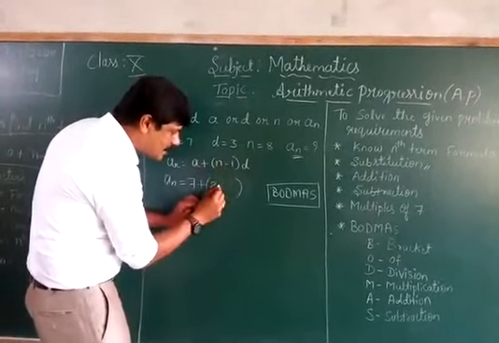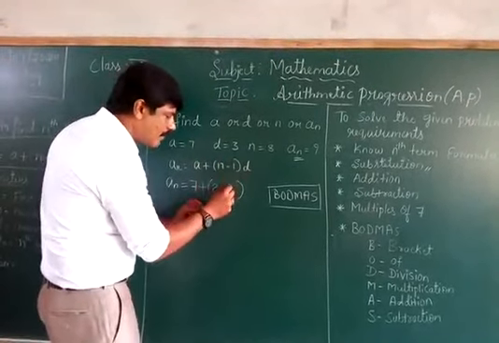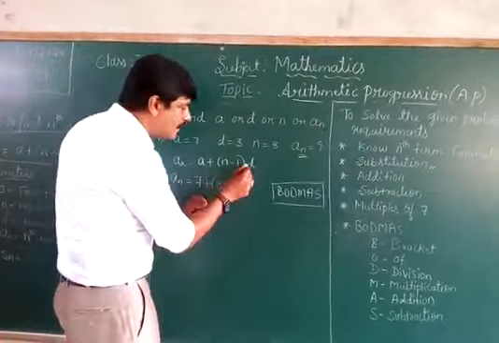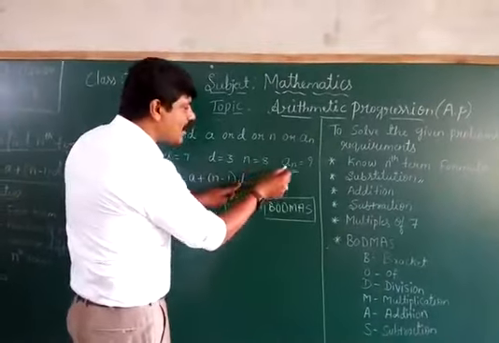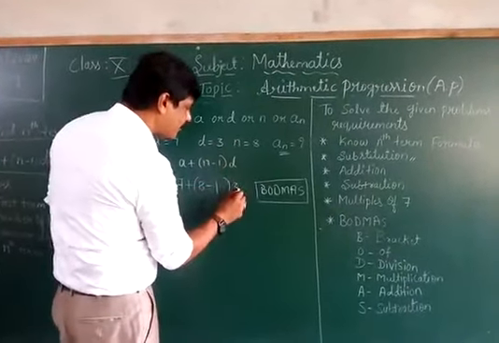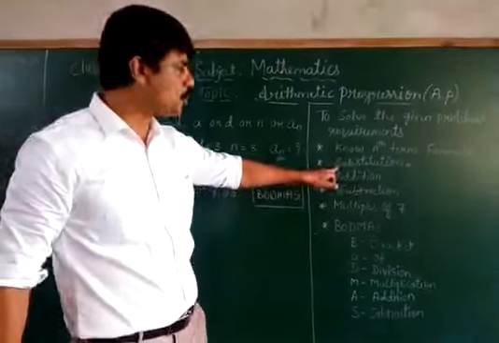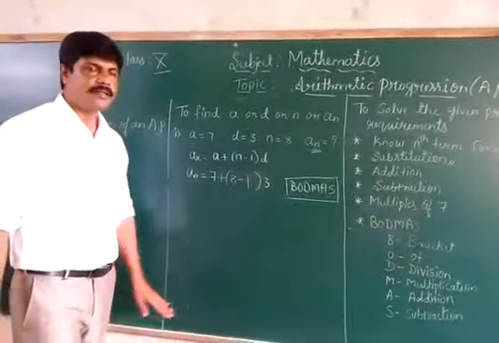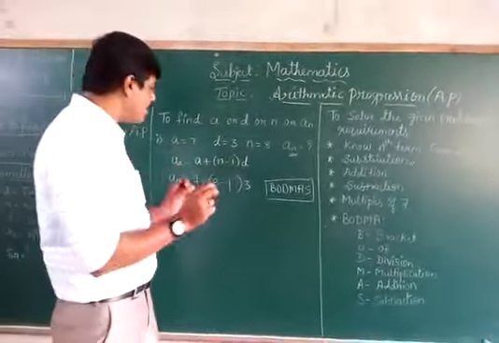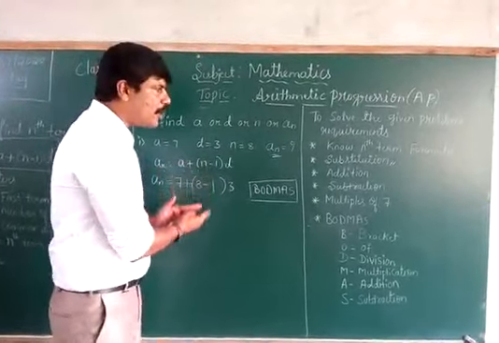Next, minus. Minus I will keep as it is. Then I will write 1. Okay, 8 minus 1. Then into D. What is the value of D? D is nothing but 3. First thing is substitution. I have done substitution. If you make a perfect substitution, then the problem becomes easy.